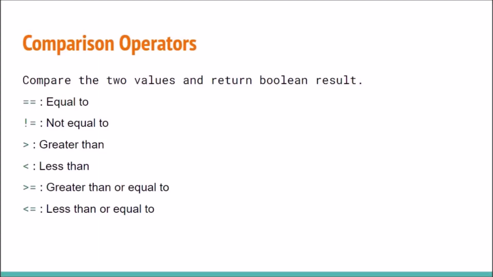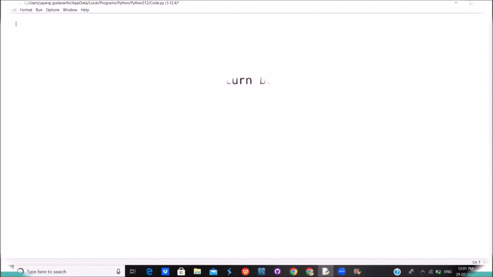Comparison operators. Comparison operators are used to compare values and return a Boolean result, true or false. Let's see what are the comparison operators. Equal to, not equal to, greater than, lesser than, greater than or equal, less than or equal. Let's see a Python program demonstrating comparison operators.